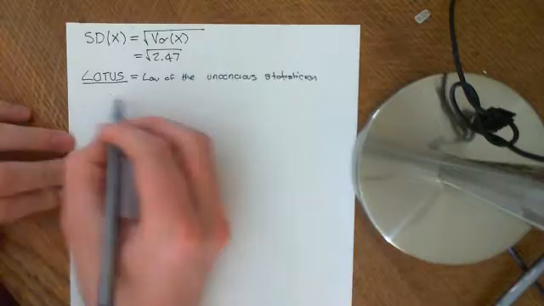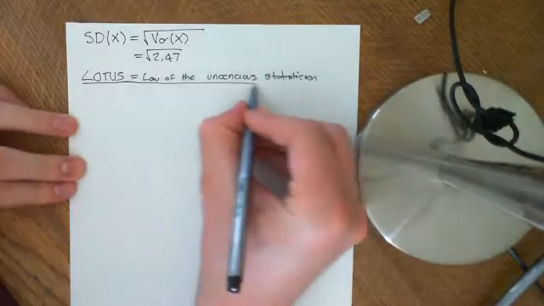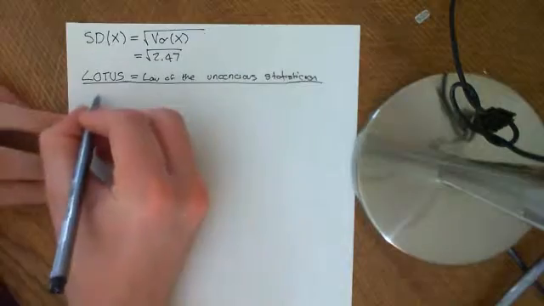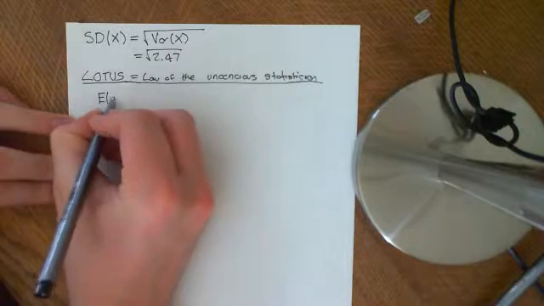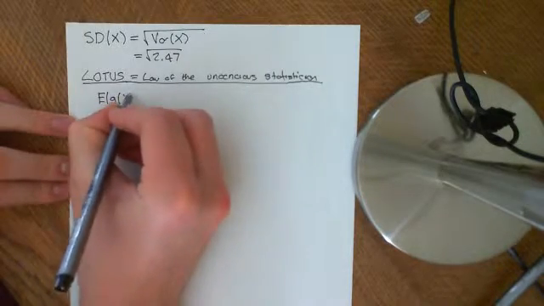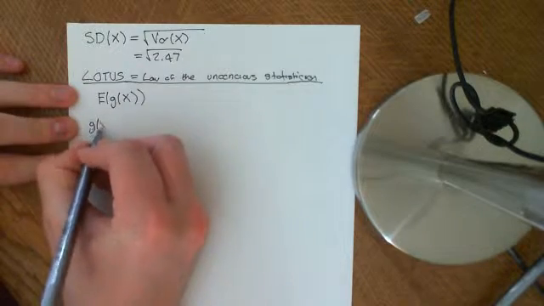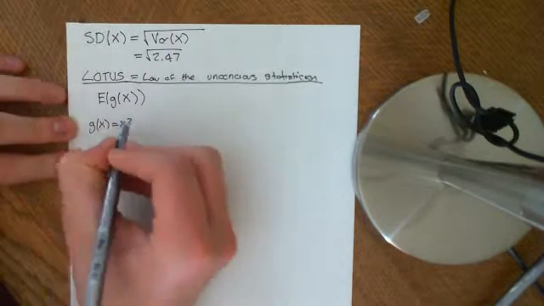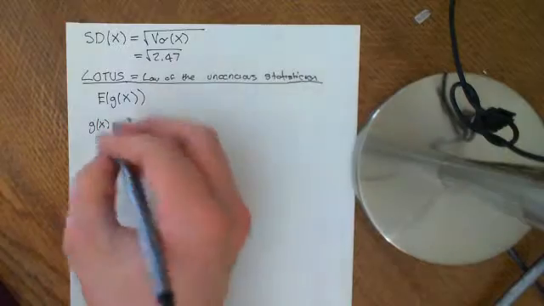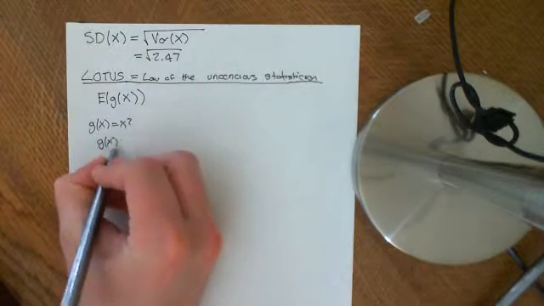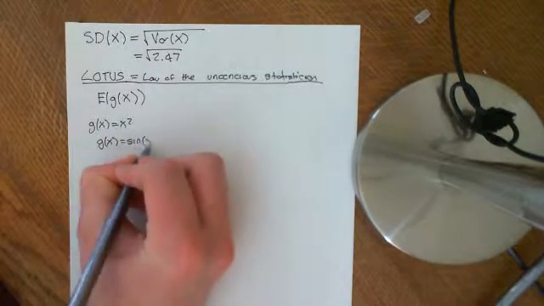And basically, the law of the unconscious statistician, LOTUS, is this: the expected value of some function g of x. So for instance, g of x could be equal to x squared. This is the motivation for why we want this. Or it could be something like sine of x. So what do we have?